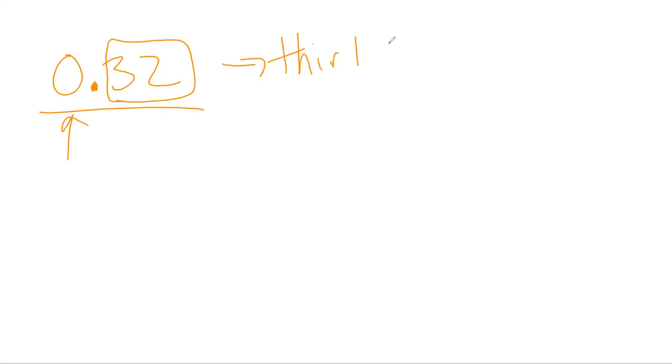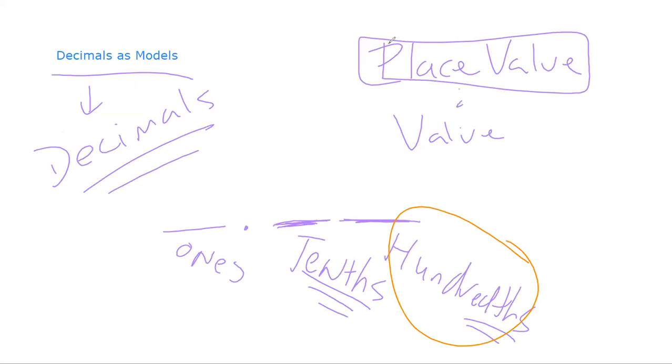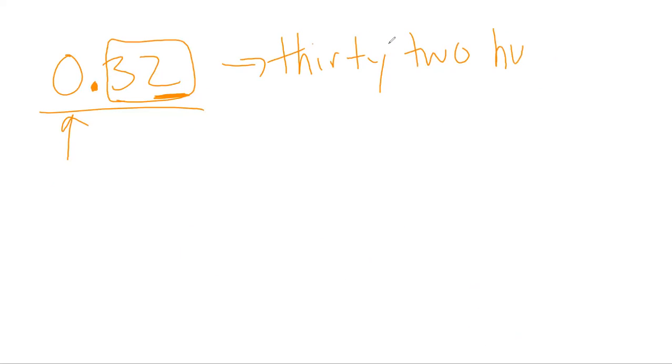Quick review though, if I had a decimal like this, how do we read it? That's our goal. Remember I said if you can write it, you can read it, and if you can read it, you can write it. So if I look here, I have nothing in my ones place and a decimal, so I'm just going to read this number. It says 32. In word form, I would say 32, and then I read the last place value, which is the hundredths place, so 32 hundredths.